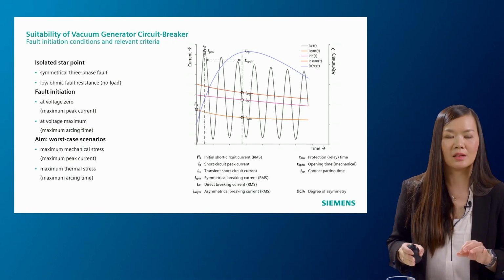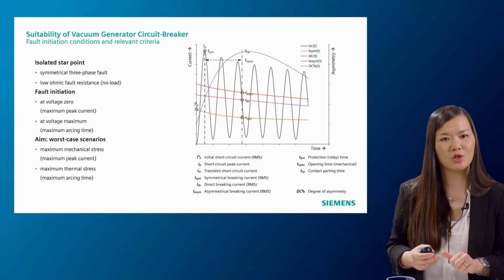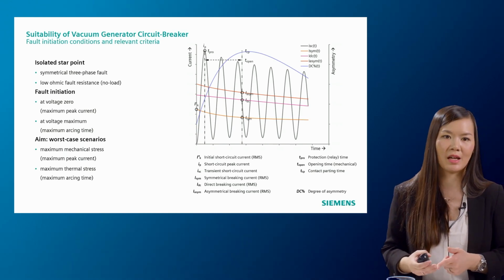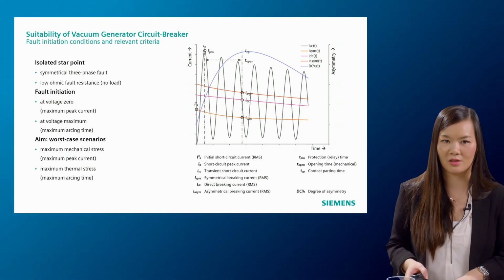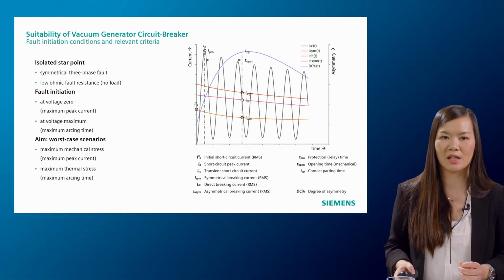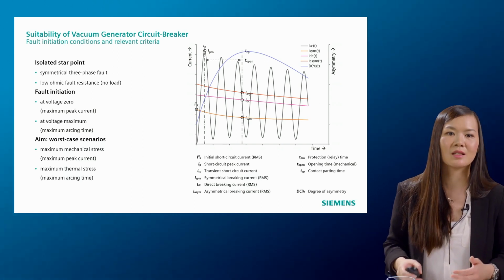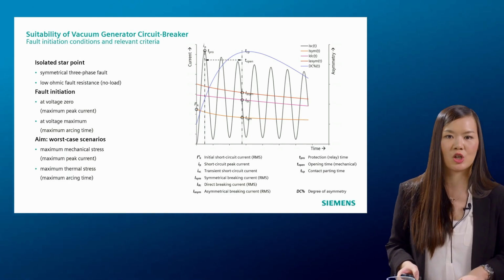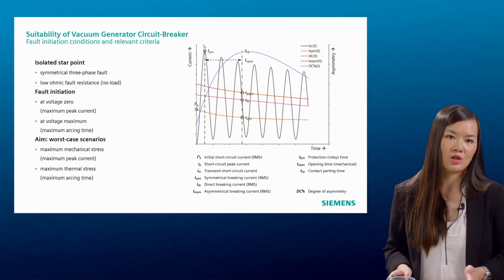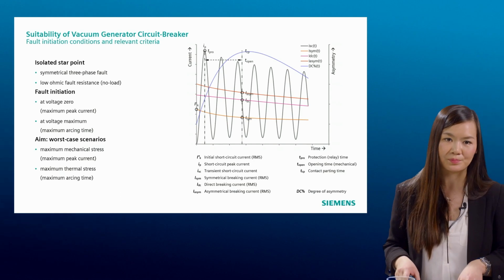We start with the fact that all generator applications and motor applications in medium voltage are operated with an isolated star point or a high impedance star point. Because of that, the maximum short circuit current level you can get is if a three-phase short circuit happens, and that is what we have to do when simulating short circuits.